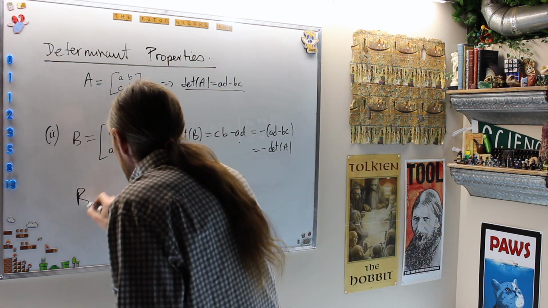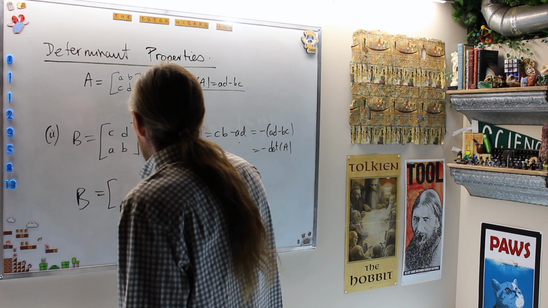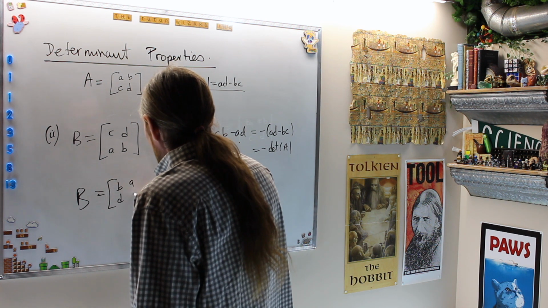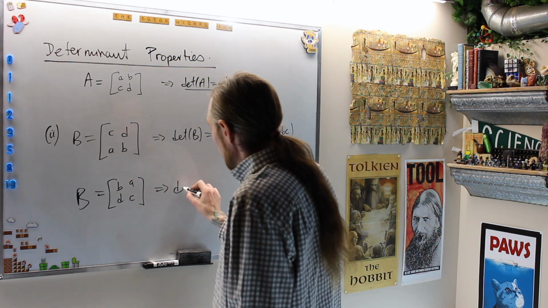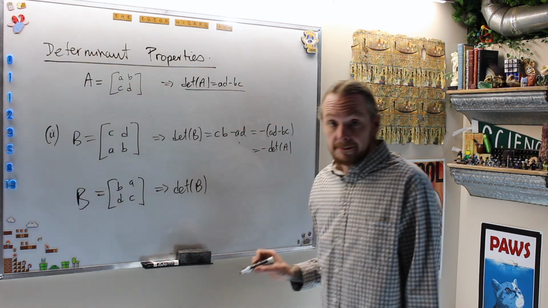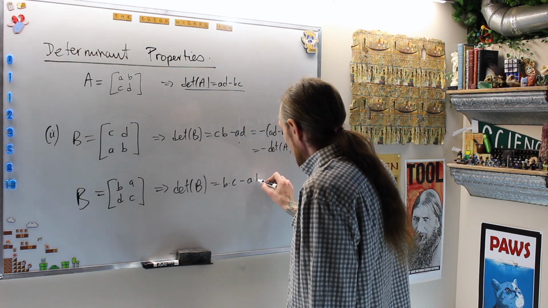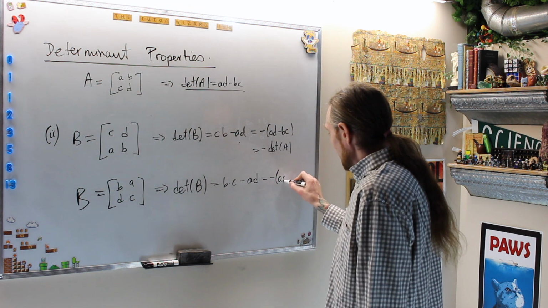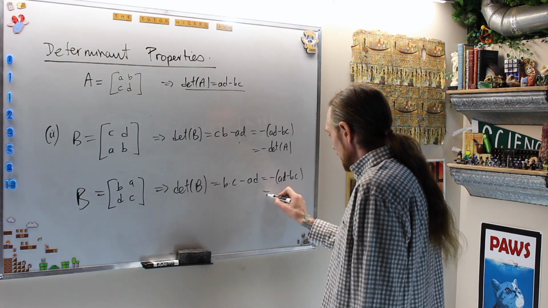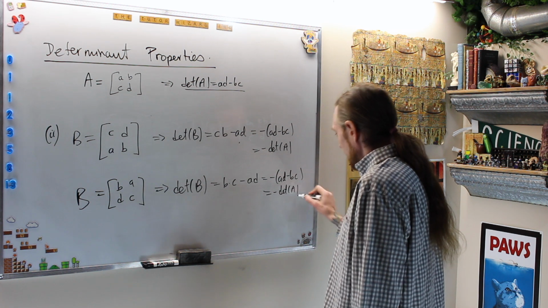What if I interchange the 2 columns? Then B would be [B, A; D, C]. That says the determinant of B will equal B times C minus A times D, which is negative (AD minus BC), which is negative the determinant of A.